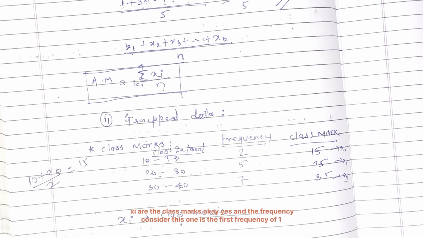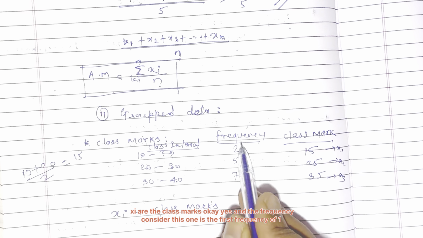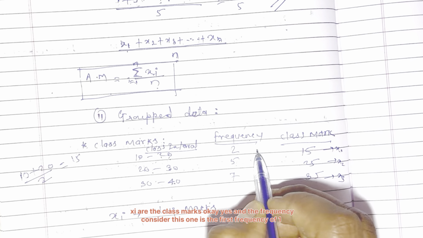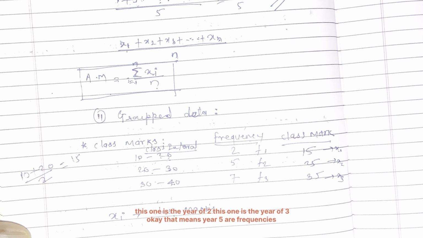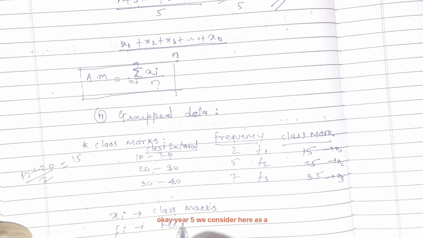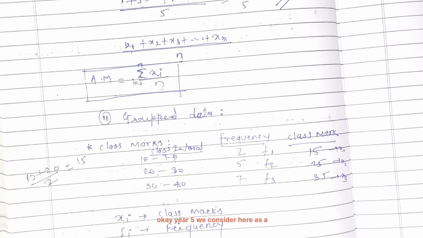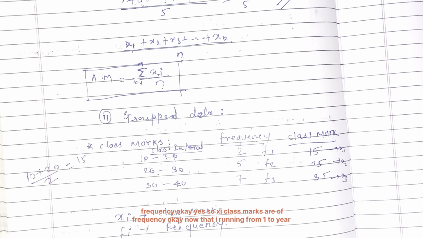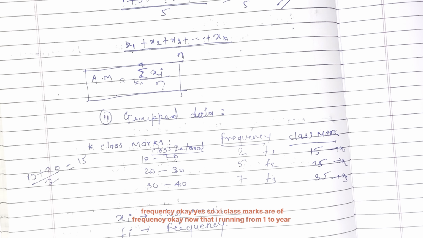Xi are the class marks. And frequency: consider this one is the first frequency, F1, this one is F2, this one is F3. That means Fi are frequencies. Fi we consider here as a frequency. So Xi are class marks, Fi are frequencies.